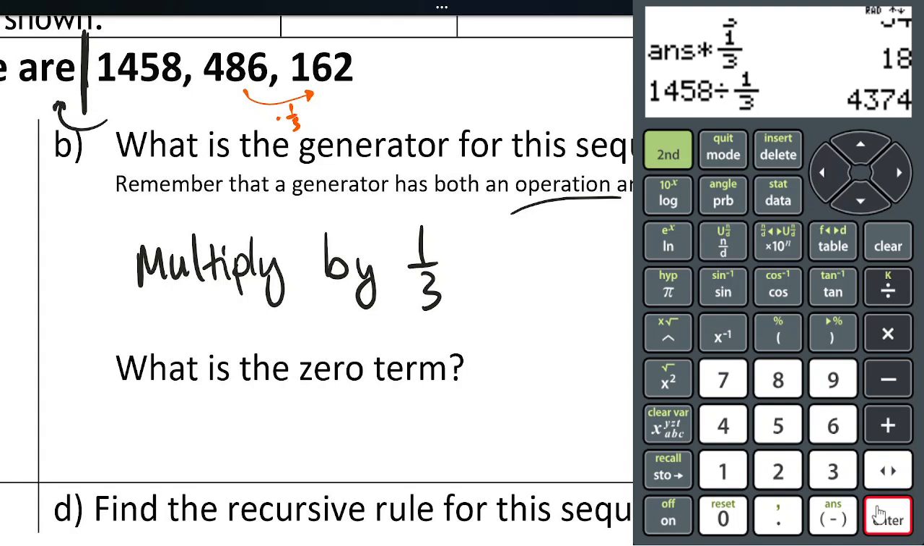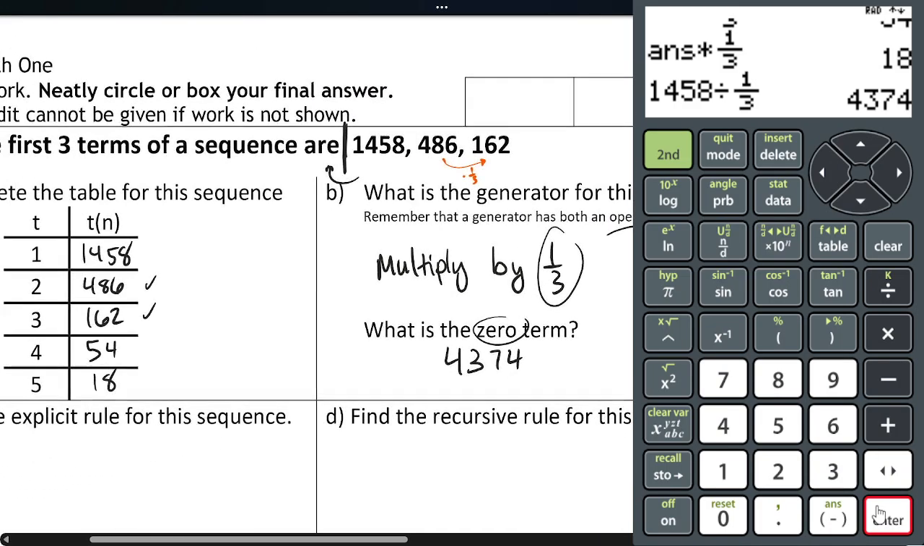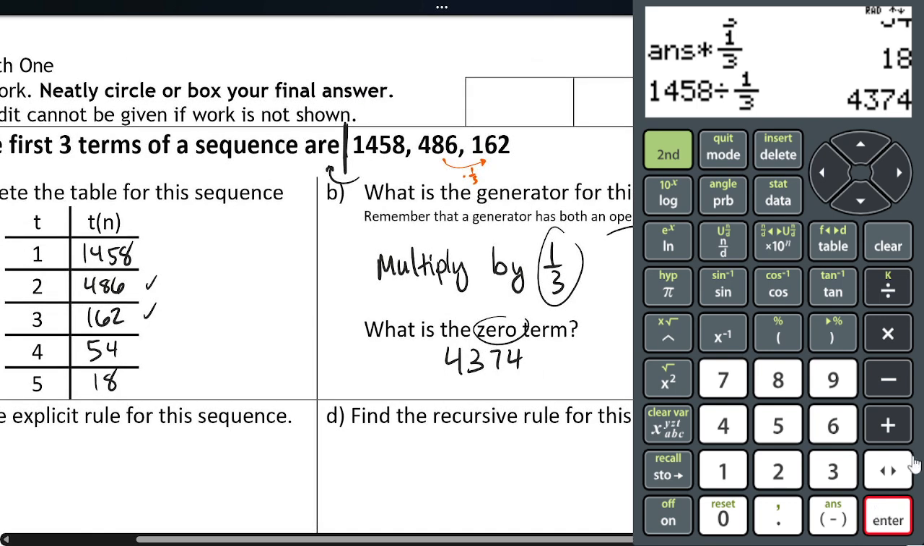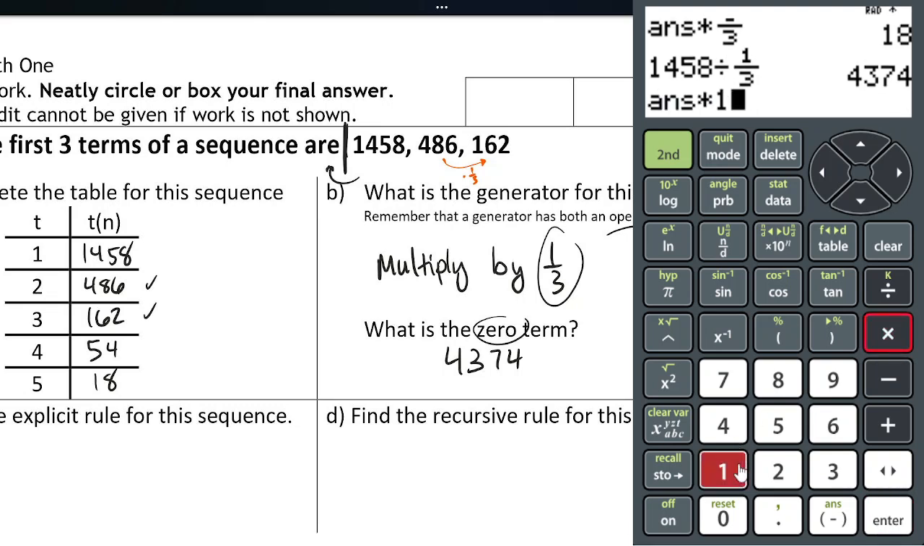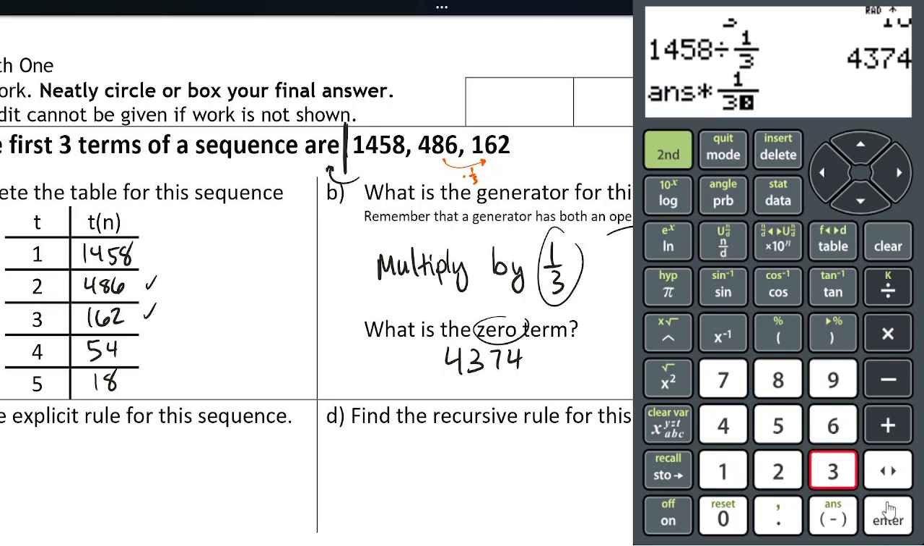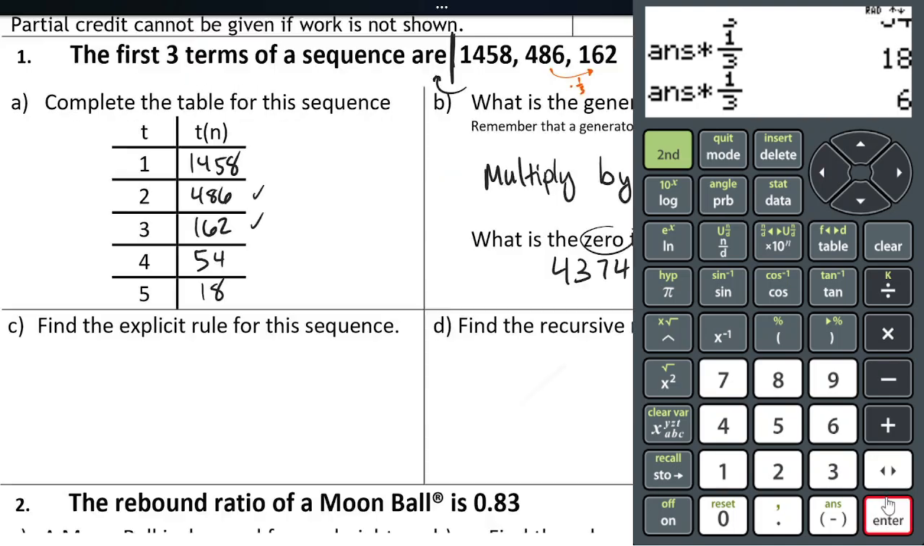You see that I get the number 4,374. So I've now got the zero term, right? And I've got the common ratio of 1/3. And I know I just did this, but I want to run this again. So I've got that number on the stack. I'm going to times it by 1/3. And I can say my zero term becomes my first term, second, third, fourth, fifth. Easy. All right, last, or no, two more.